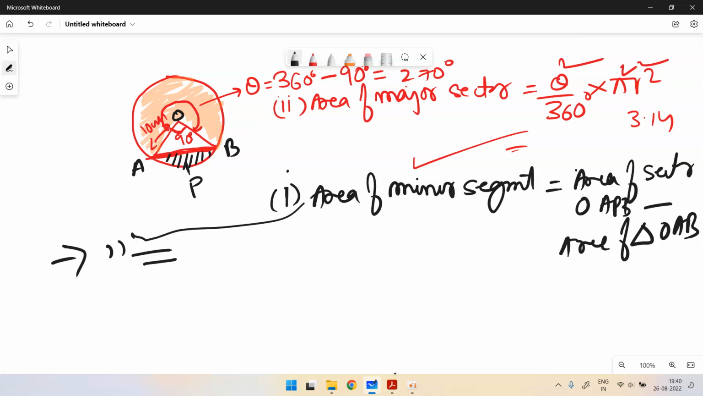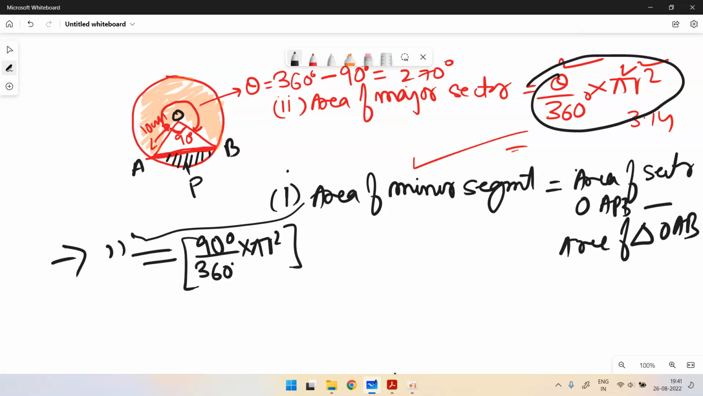The area of the segment will be the area of the sector, which is given at 90, since you know this formula. So here you need to put theta as 90 degree because this angle is 90 degree. So 90 degree by 360 degree into pi r square, minus the area of triangle OAB.